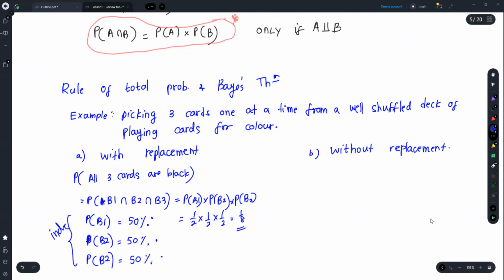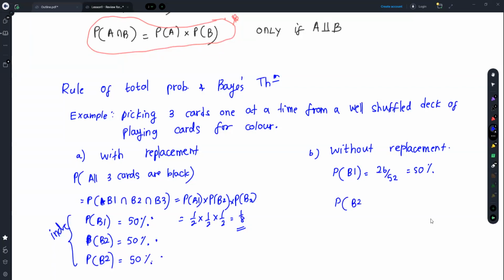Shall we try? You pick the first card. What is the probability that it is a black one? First card, 52 cards, 26 black, 26 red. So no problem, it is 26 over 52, right? 50%. Now you are not going to put it back. When you pick the second card, what is the probability that it is a black one? Now, do you have all 52 cards? No, madam. No, because you didn't replace it.